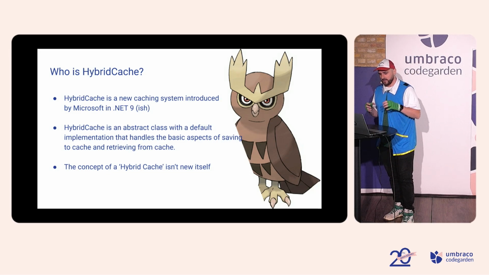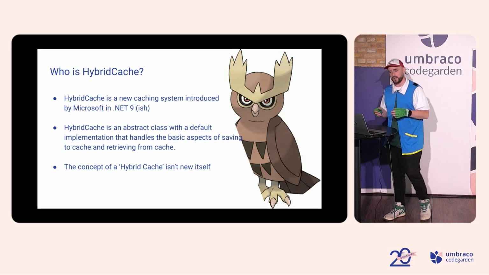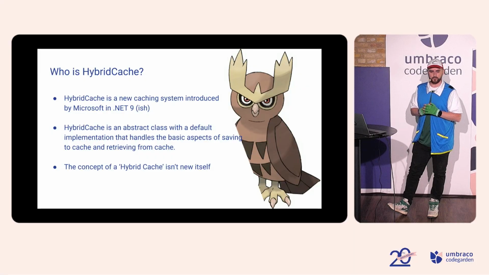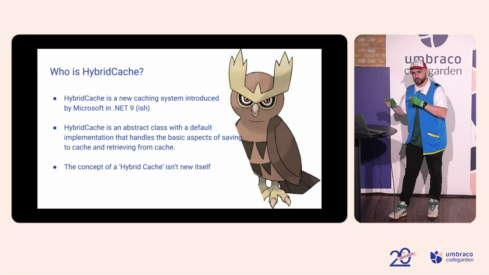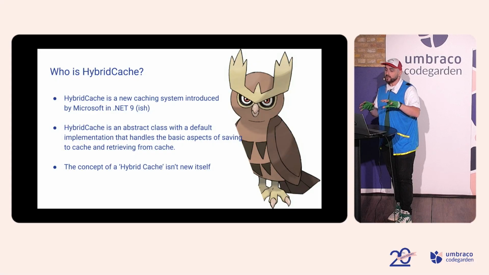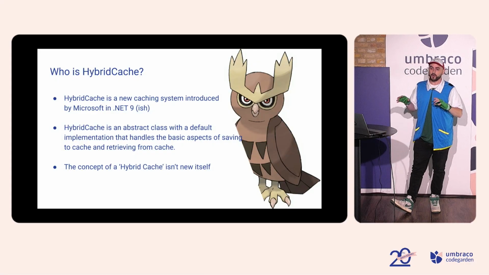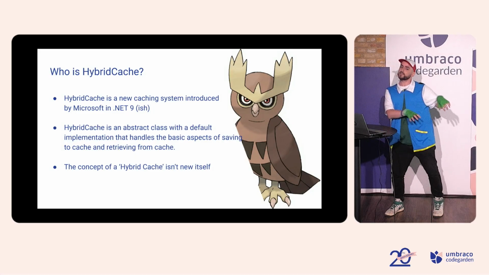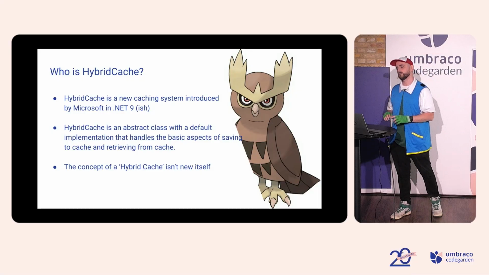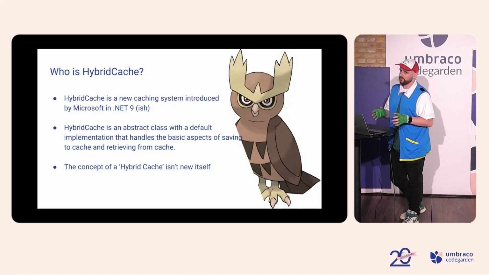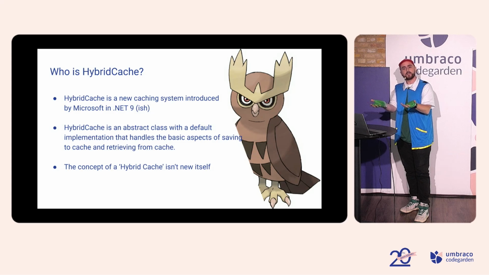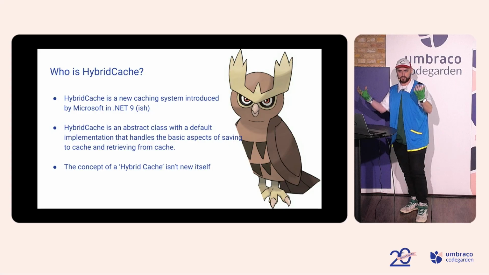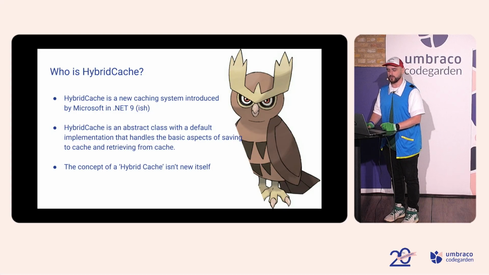Hybrid cache itself is an abstract class, and Microsoft supply a default implementation of that class that handles the basic aspects of saving to and retrieving from cache, with some other features as well, which we'll talk about. It's a slightly different approach. From Microsoft, typically we're used to Microsoft going, oh, that thing in the community looks great. We're just going to completely steal that for ourselves, and we're going to make it ours, and we're going to call it Microsoft and kill off everything else. This is a slightly different approach. By supplying an abstract class, other open source projects can build upon that class and then have a predictable set that people familiar can use.